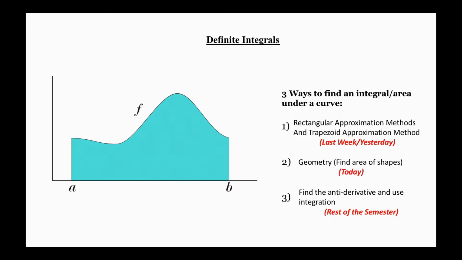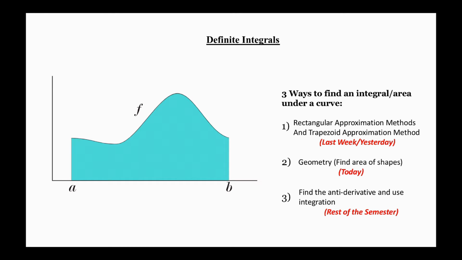Okay? So there's three ways to do that. Number one, we've done already. We did a little bit last week and then we finished it yesterday: approximating it using triangles and trapezoids. That's the last set of notes that we did. That's one way. The problem is, it's an approximation. It's a good approximation, but it's not exact. The 2 and 3 are the ways to do it exactly.